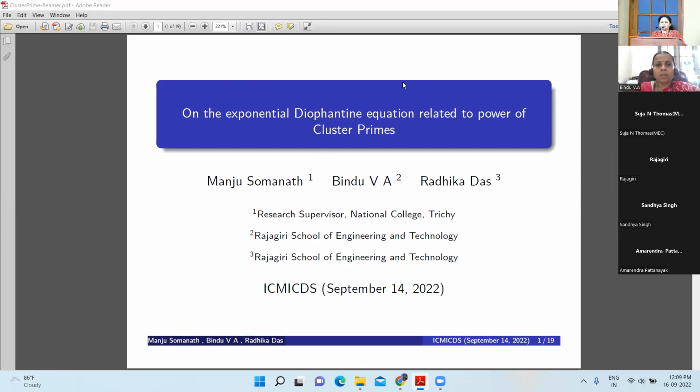Good morning. I am Bindu VA, a scholar in National College, Trichy, under the guidance of Dr. Manju Somana. My paper is on the exponential Diophantine equation related to power of cluster primes.